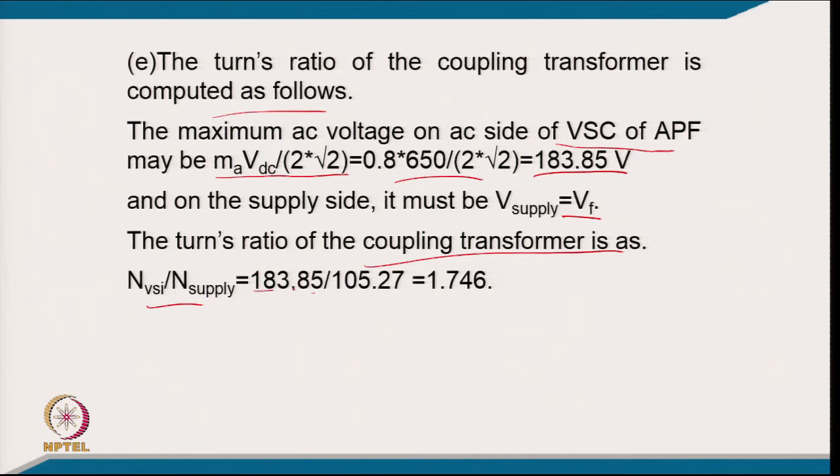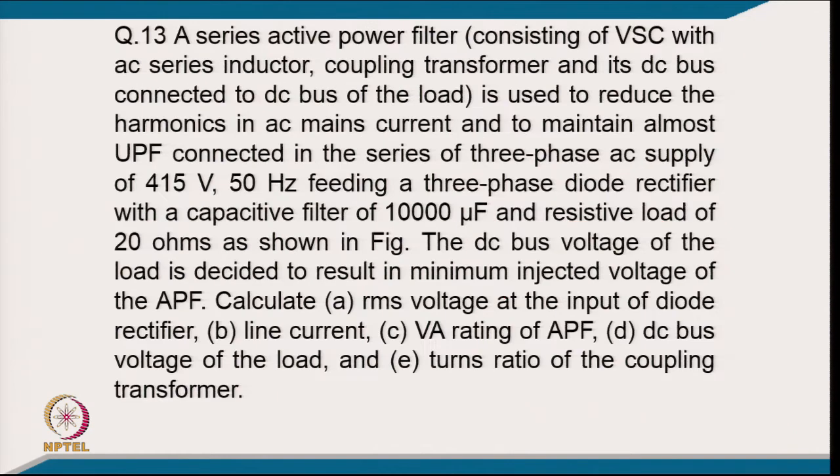So, the inverter is capable of generating 183.85 volt, and the injected on supply side is 105.27. So, turns ratio comes 1.746.